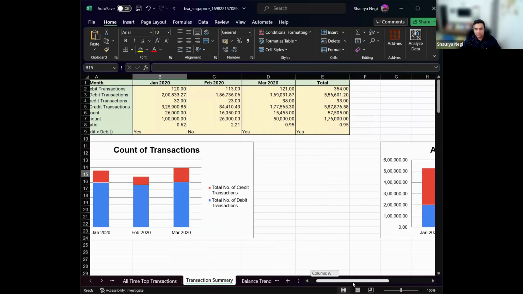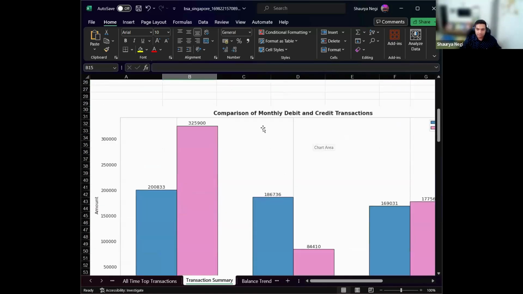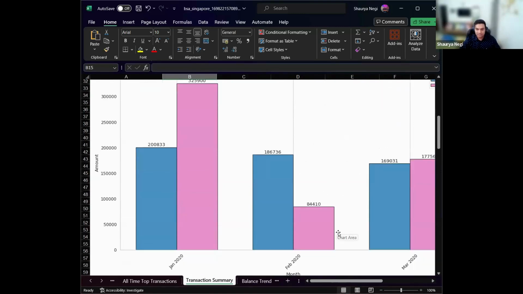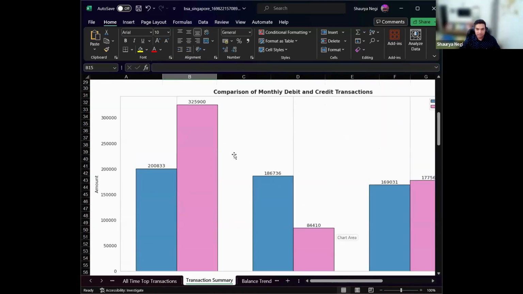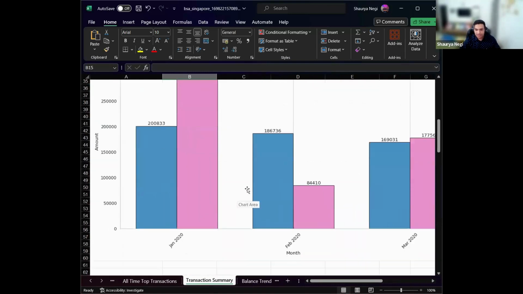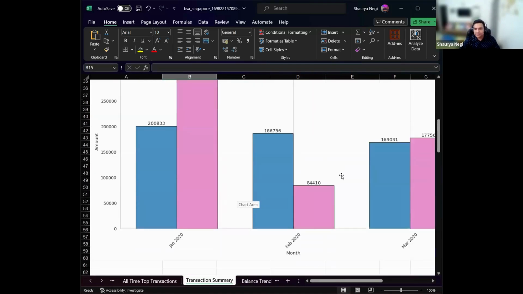You can also have a look at it from a graphical point of view. So, for example, you can have a comparison of monthly debit and credit transactions per month. So here you can see that in the month of January, you had more credits than debits, and in the month of February it was exactly the opposite. So this gives a very key understanding of how the debits and credits vary over every month.